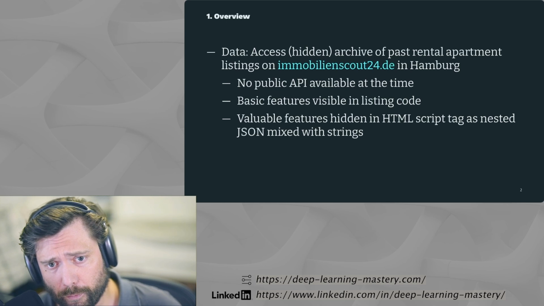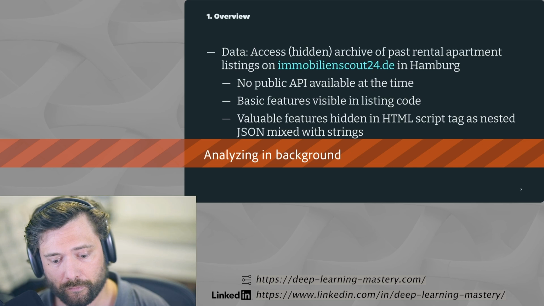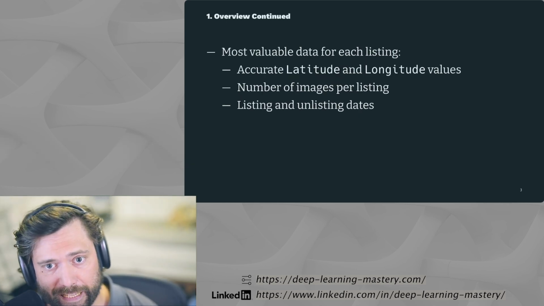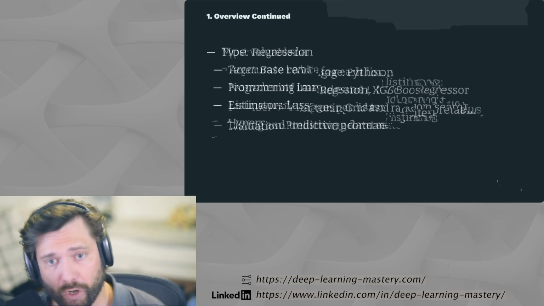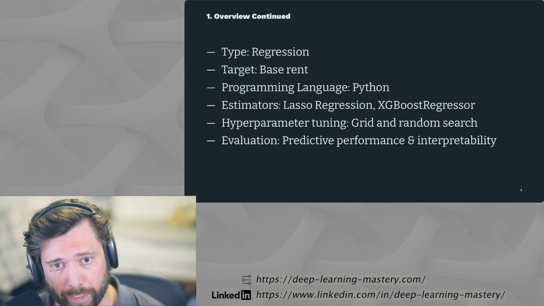We use data from the website Immobilien Scout 24.de, which didn't have a public API available. We extracted basic features visible in the listing code and valuable features hidden in HTML script tags as nested JSON mixed with strings. The most valuable data included latitude and longitude, the number of images per listing, and listing and unlisting dates. Our project is a regression problem, the target variable being the base rent.